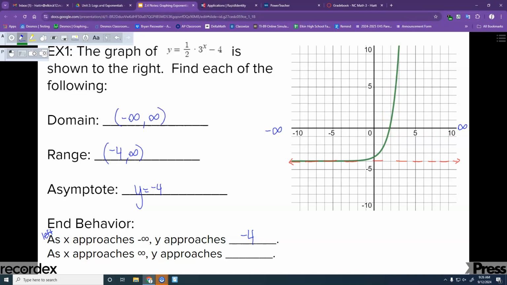Up forever, down forever, leveling out. Up forever. What are the y values getting closer to? As they go up, up, up, up, up. Infinity. Positive infinity right here. So, if it goes up on that side, it'll be positive infinity. If it goes down on that side, you'll get negative infinity. If it levels out, it's going to be whatever that number is that you're leveling out at. Okay? Questions?